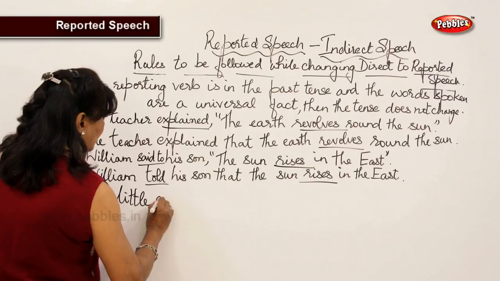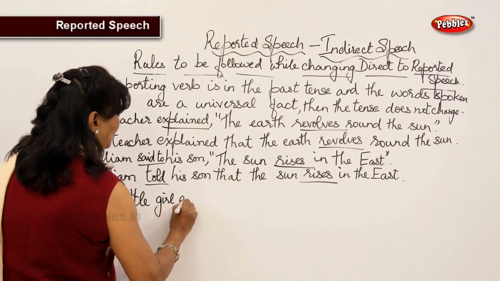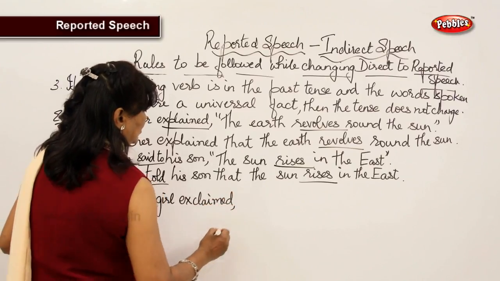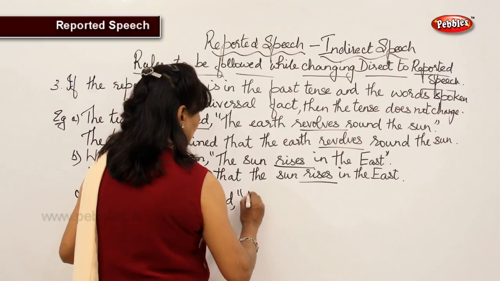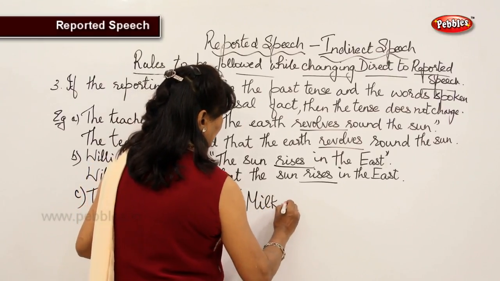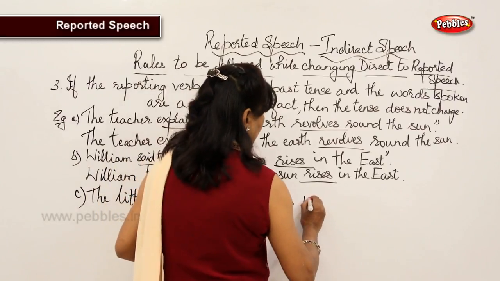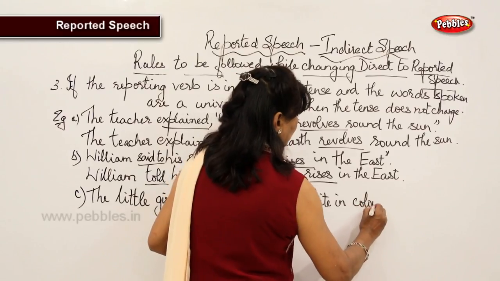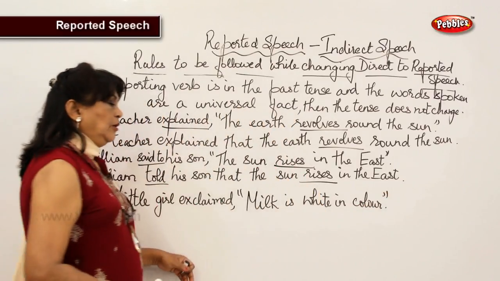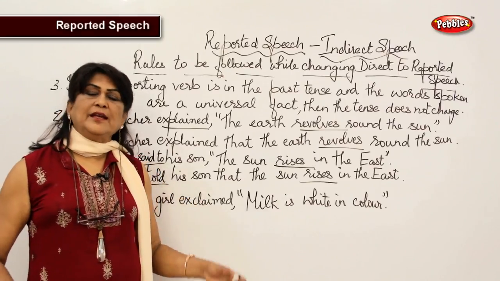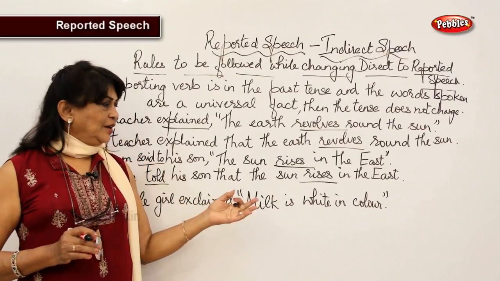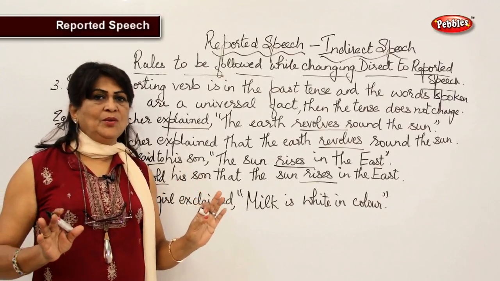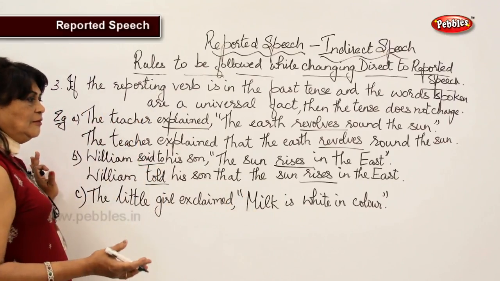The little girl exclaimed, milk is white in color. Okay, now milk is white in color. Can we ever change the color of milk? Can we ever change milk into blue? Milk is milk. Milk will always be white in color. So that's a universal fact.